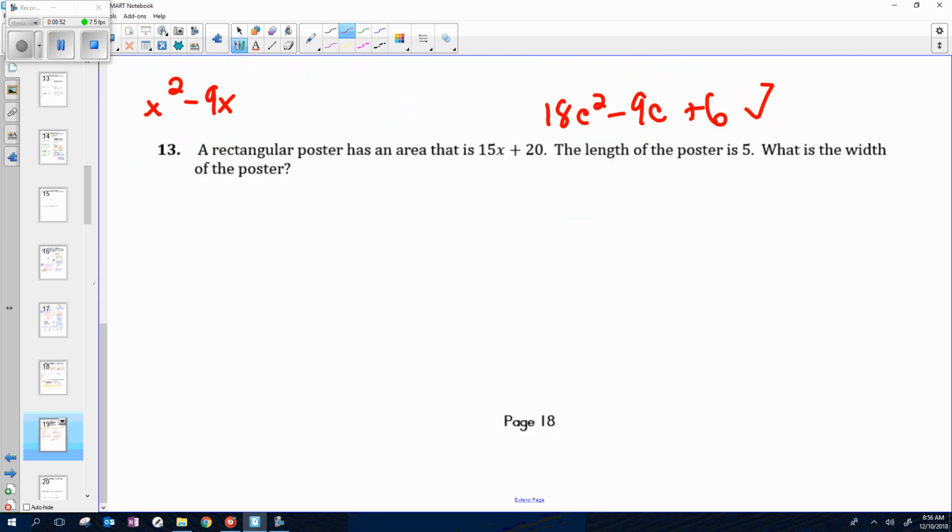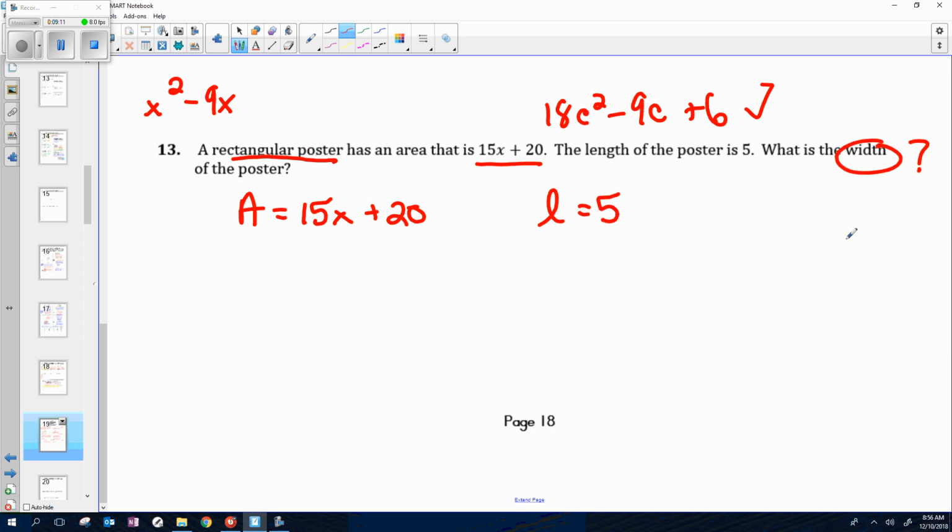For question 13, I'm talking about a rectangular poster, which means it's 4 sides, and it has an area of 15x plus 20. The length of the poster is equal to 5. What is the width? So we're trying to find our missing factor because area is also equal to length times width, and we know what the length is. So if area is 15x plus 20, and that's going to be equal to 5 times w, that means I'm taking out a 5 here.